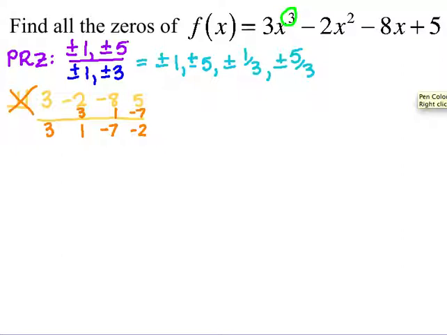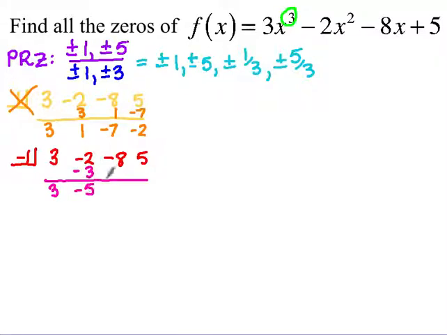Let's just try -1. So you have 3, -2, -8, 5. So what do you get? 3, -3, -5, 5, -3, 3, 8. -1 doesn't work.